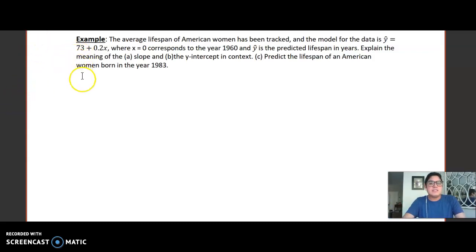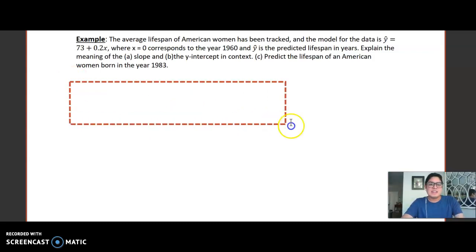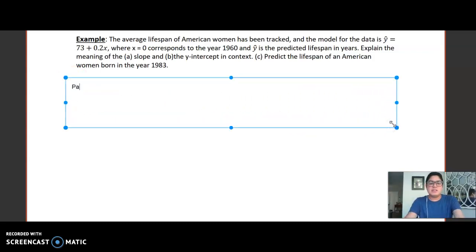So here I can see that y hat is a plus bx. So a is my y-intercept, that's 73, but my first point here is the slope, which is going to be that rate of change, that 0.2. Not 0.2x, but the 0.2. Okay, so let's go here. Let's go part A. So for each additional year from 1960, because x is measured in the years, so for each additional year from 1960, we predict, and let's look at our slope here.